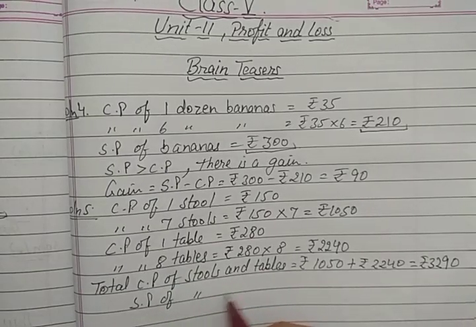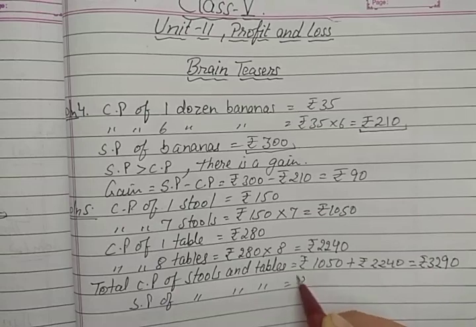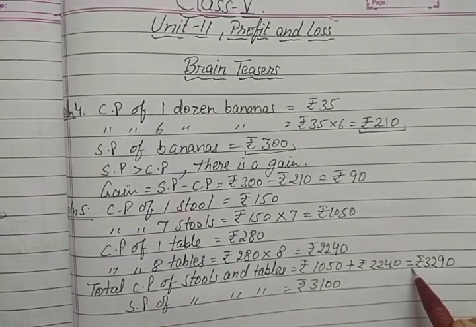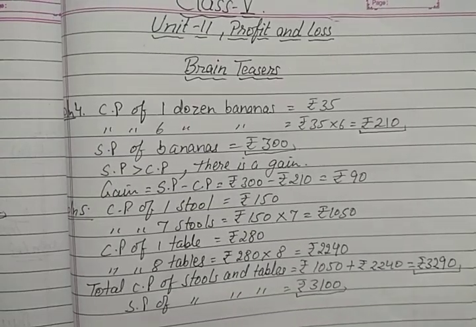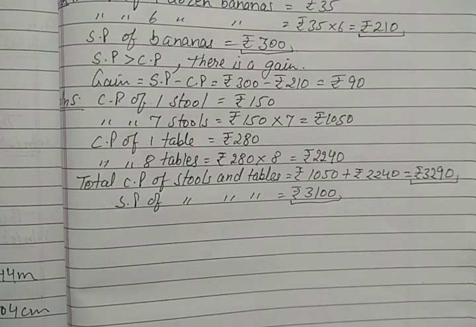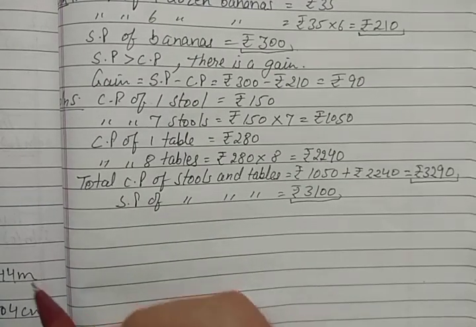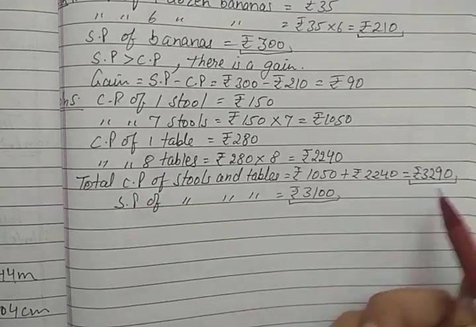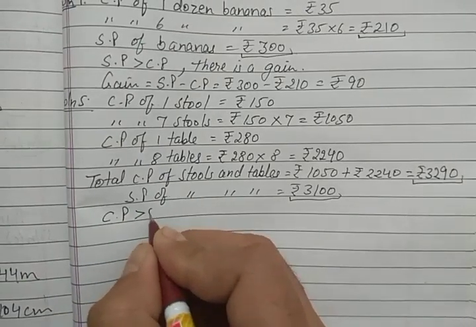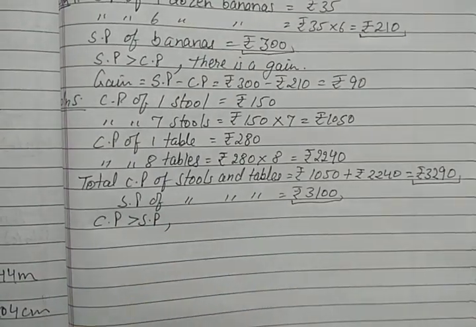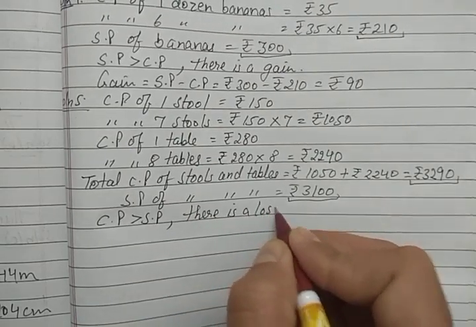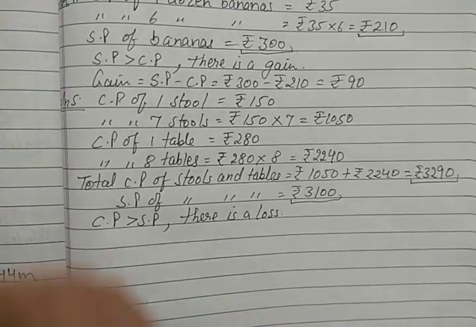Now here the selling price of stools and tables is given, that is rupees 3100. Now you have the cost price and the selling price, right? Cost price and selling price you have, and you have to find out the gain or loss. So in this case, cost price is more than the selling price. Cost price is greater than the selling price. So when cost price is more, then there is a loss. So find out the loss.